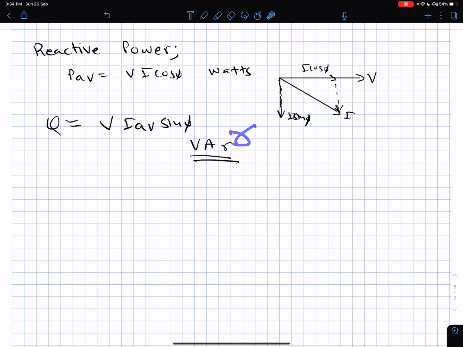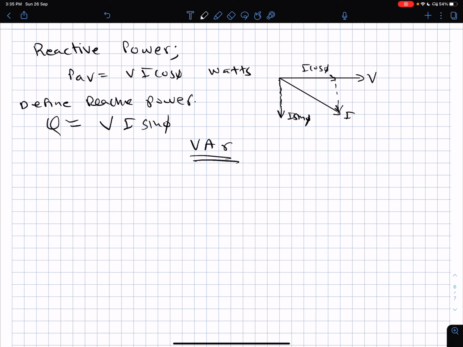So we use an additional term here called R and say that VI sin phi, VAR, we define this as the reactive power. Average power was not defined; average power is over a cycle, that's it, and it's there. Reactive power is a term that we have defined. This is a new term which we have introduced.